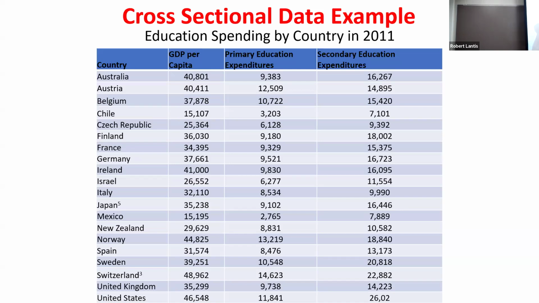So here I've got a variable that is GDP per capita. So my columns here represent variables. Another variable, what the education expenditures were, the primary education expenditures, and then secondary education expenditures. So even with cross-sectional data, it can still look rather big if I have a lot of different subjects and a lot of different information I'm collecting, or a lot of different variables. Okay.